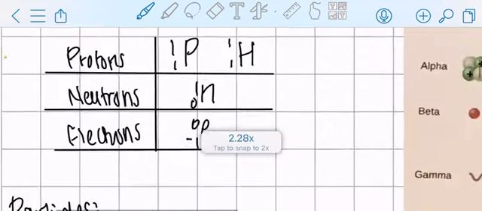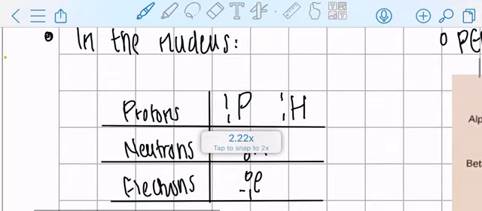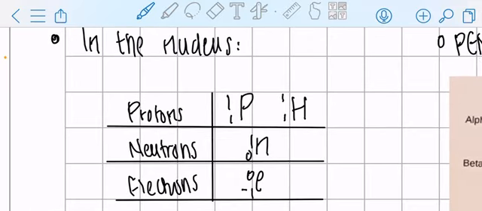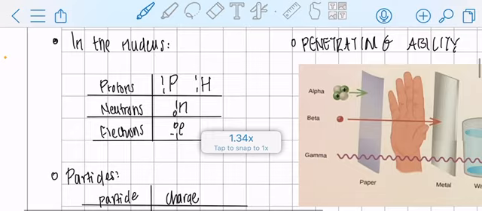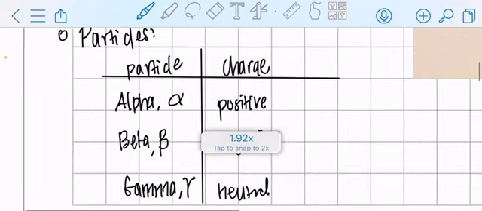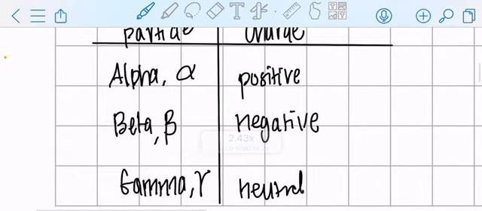In the atom, we have protons, neutrons, and electrons. Protons have a charge of +1 and a mass of 1. Therefore, for instance, hydrogen has 1 proton and a mass of 1. Neutrons have a charge of 0, but they have a mass of 1, and electrons have a charge of -1, but they have a mass of 0. Some particles that we need to examine are alpha particles, beta particles, and gamma particles.